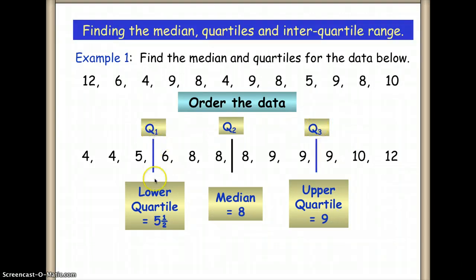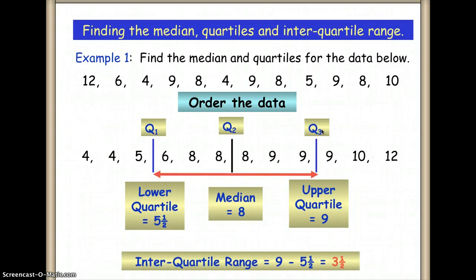So Q sub 1 is the lower quartile, which is 25%. Q sub 2 is your median, which is 50% of your data. And Q sub 3 is your upper quartile, or your 75% of the data set. That will be the spread of your data. Now, to get the interquartile range, you do Q sub 3 minus Q sub 1, or upper quartile minus lower quartile. So 9 minus 5.5 is equal to 3.5. So your spread of data here is 3.5.